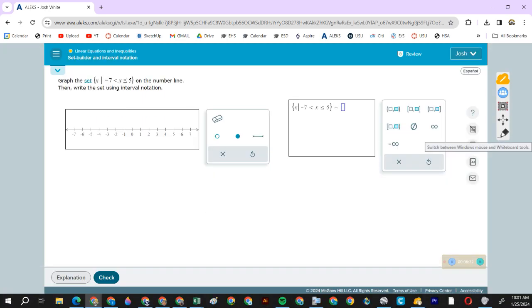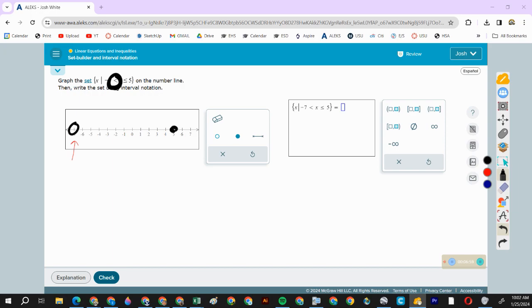Okay. So interval notation. So it says graph the set of all x's such that x is between negative 7 and 5, but it's not equal to 7 and it is equal to 5. So what sort of circle am I going to put at negative 7? Open circle or closed circle? Open. It's not equal to. So not equal to gives me an open circle. And then 5 is a closed circle. And then I'm going to graph everything in between.